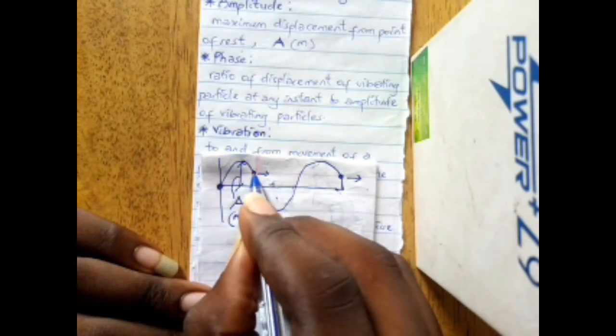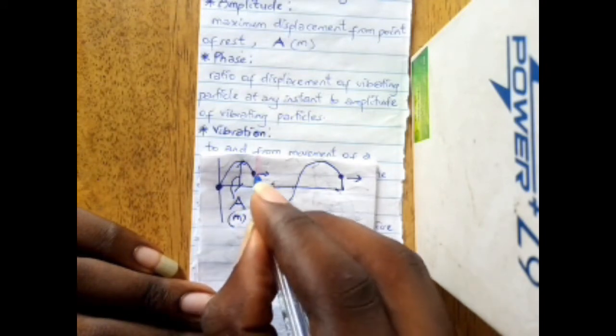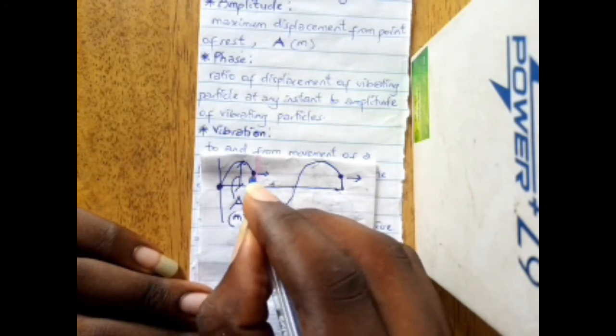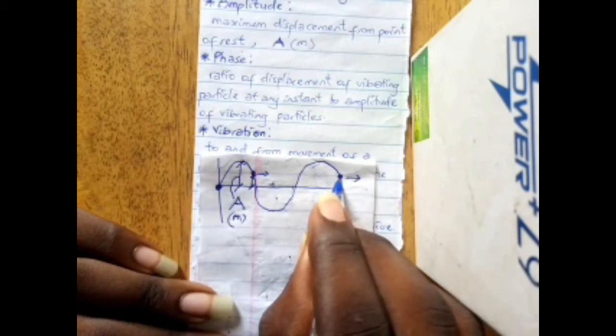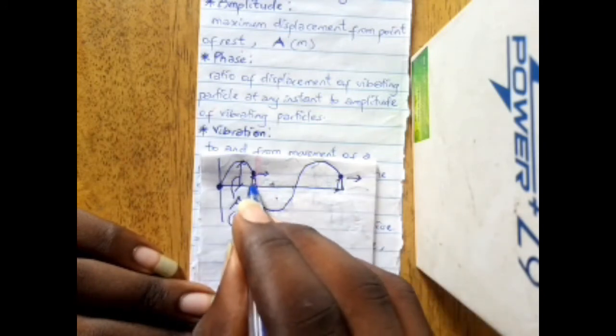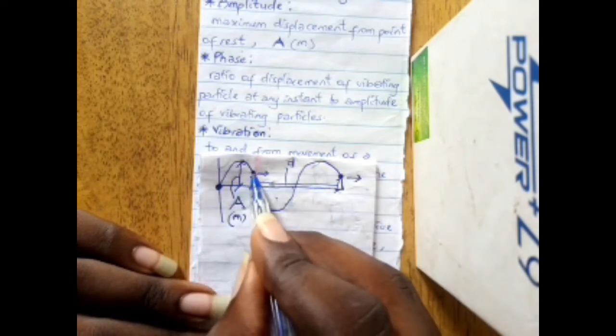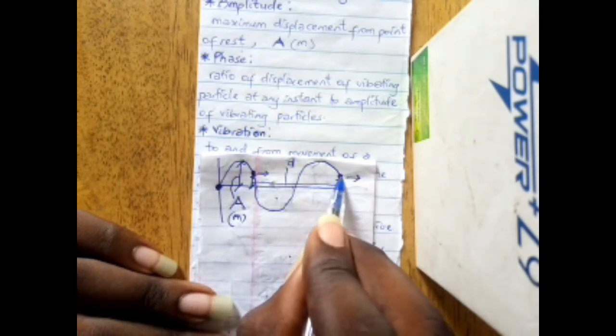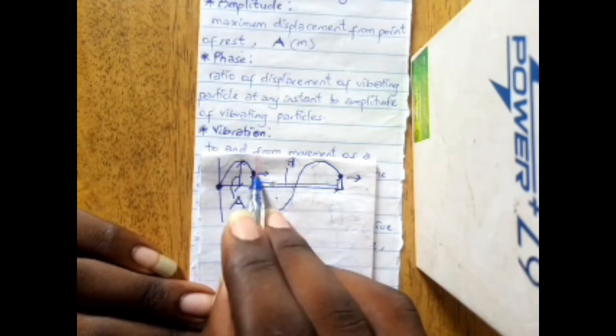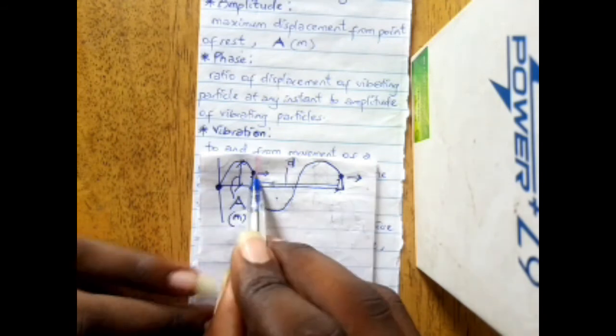Now the ratio of the displacement of this particle, the distance here, and also the distance here. These two have the same distance, the same maximum displacement from the origin, also for this particle. So these two particles are said to be in phase with one another, because the ratio of their displacement at any instant to the amplitude of the vibrating particles is the same. So particle A and particle B are said to be in phase.